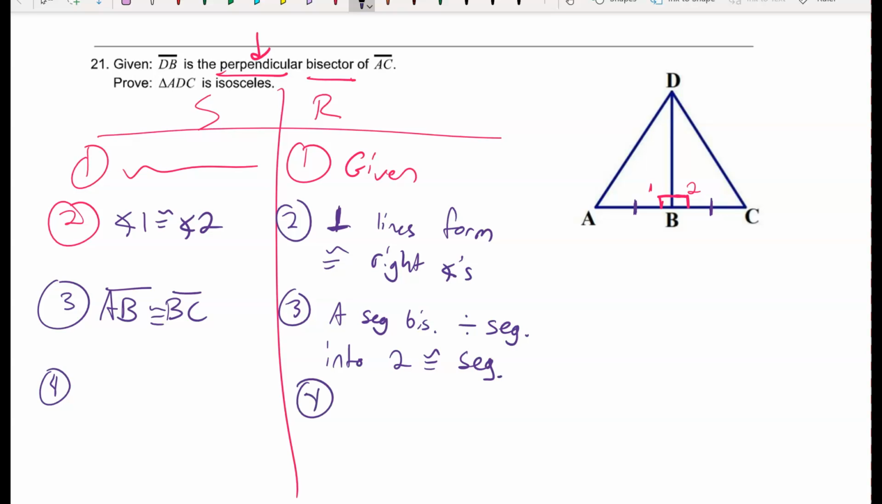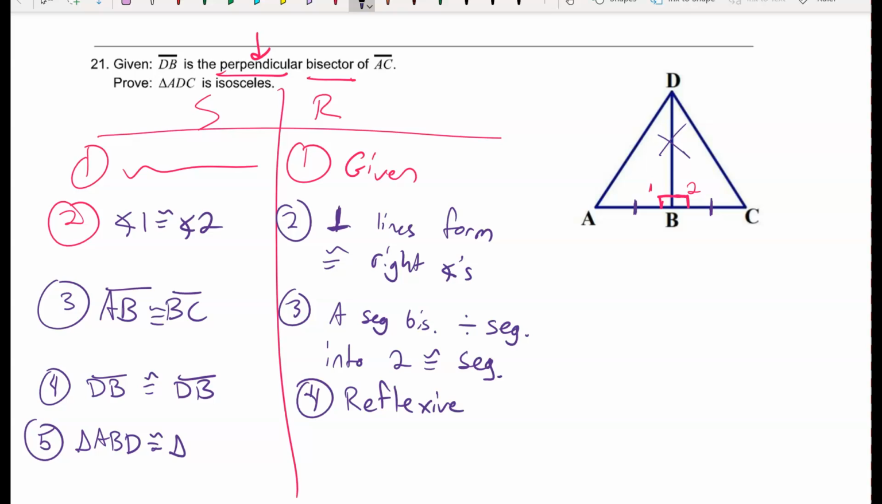Well, in order to prove two triangles are congruent, I need three congruent pieces. Right now I only have two. But I notice that they share a side. So it's not in my givens, but I can still say it's true because I see they share DB. So that's going to be a reflexive property. So I'm going to say that my left triangle, ABD, is congruent to triangle CBD by side angle side.